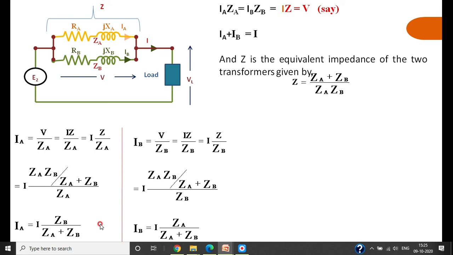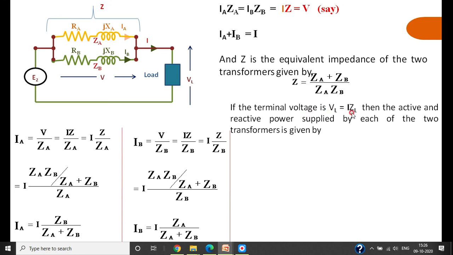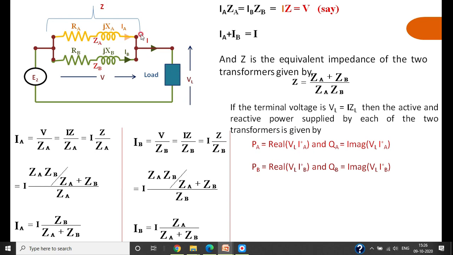Then we can observe here there is one statement I made, that is, if the terminal voltage V is equal to I into ZL, then the active and reactive power supplied by each of the two transformers is given by. How are we finding out the reactive and active power delivered by the transformer A and B? That is, the real part of VL into IA gives the active power, that is the terminal voltage VL multiplied by the active component of IA gives the power delivered by A.